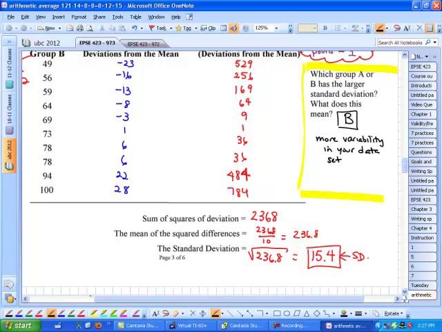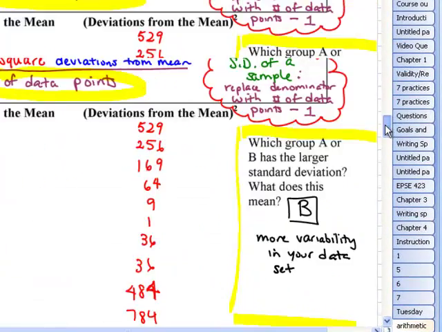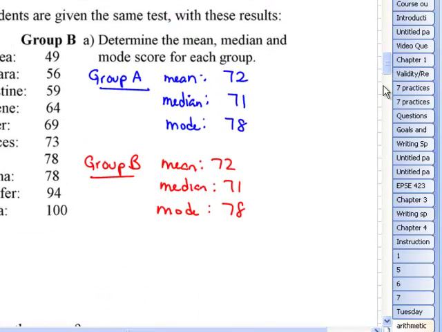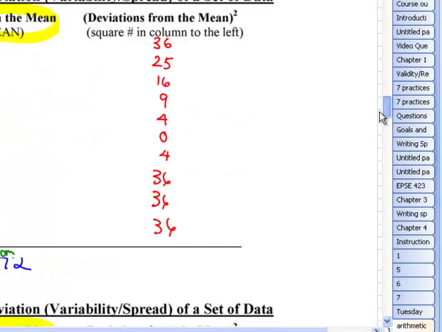Whereas in group B, I've got these really big spreads. I've got students, and I go back to the first page here, who did really, really well, like Kayla and Jennifer, but really bombed, like Andrea and Barbara and Christine as well. So once again, you see that big variability in your classes.